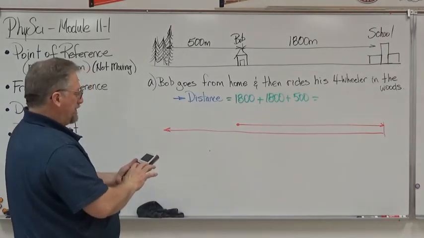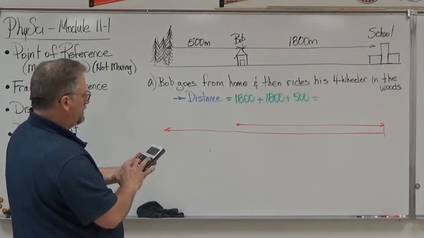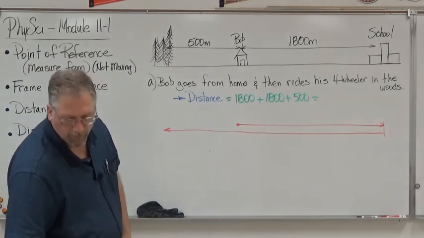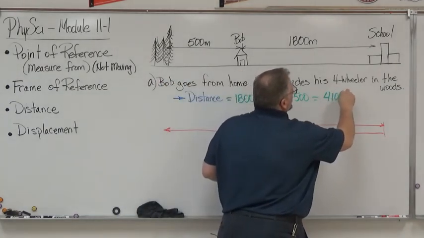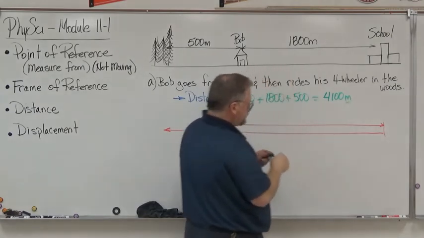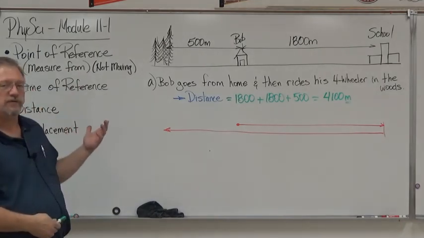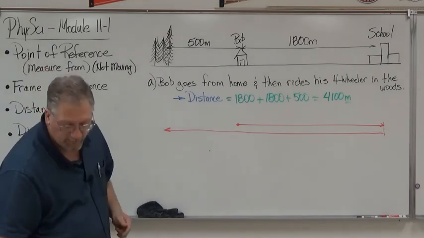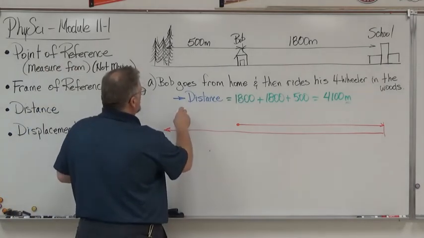So let's see here. Let's get our calculator out. 1,800 plus 1,800 plus 500. 4,100 meters. 4,100 meters. Don't forget to always put the units on the end here, okay? So 4,100 meters is the total distance, okay? Again, it's the length of the entire path traveled. Now, let's find the displacement, okay? The displacement.